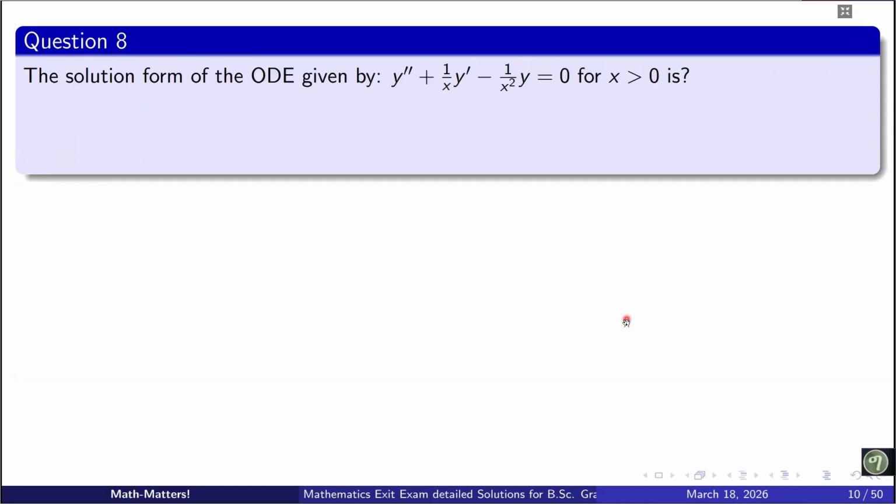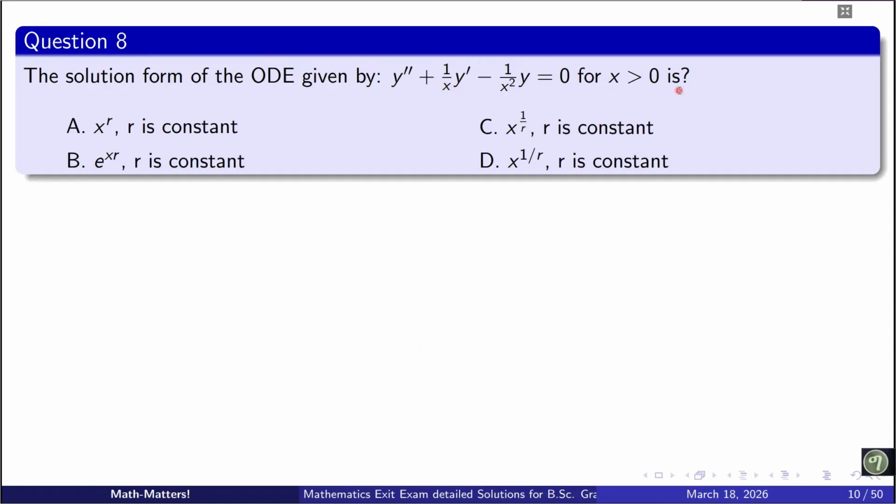The next question: the solution of the ordinary differential equation given by the second derivative of y plus 1 over x times the y derivative minus 1 over x squared times y is equal to 0, for x greater than 0, is a x to the power of r, where r is a constant, e to the power of x r, where r is a constant, x to the power of 1 over r, where r is a constant. I think these two are similar alternatives.